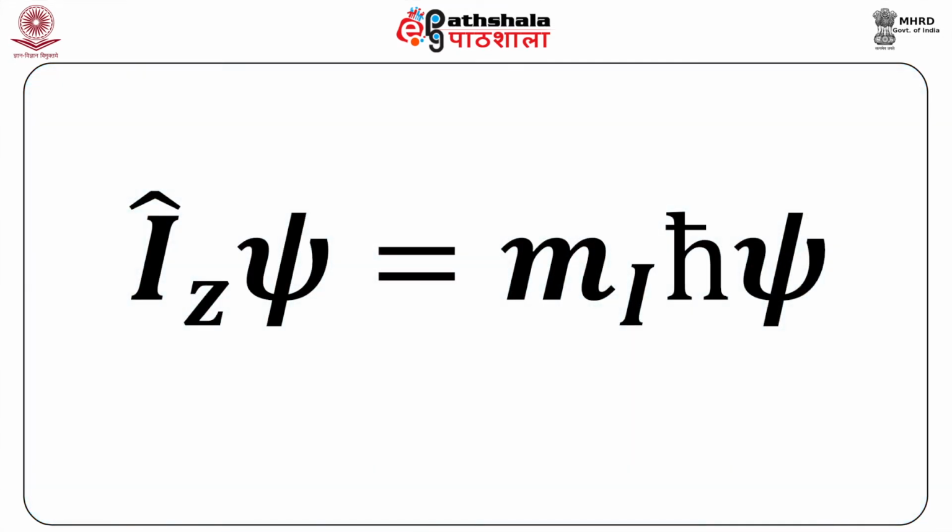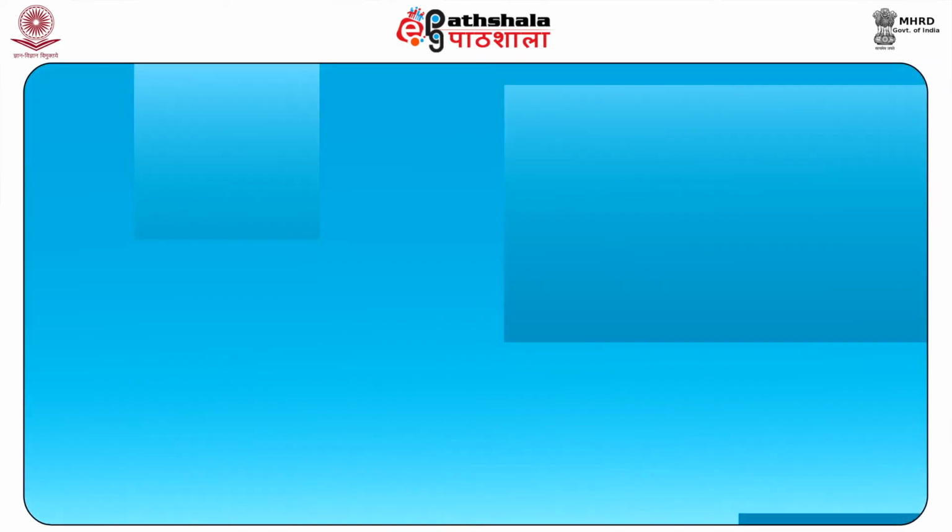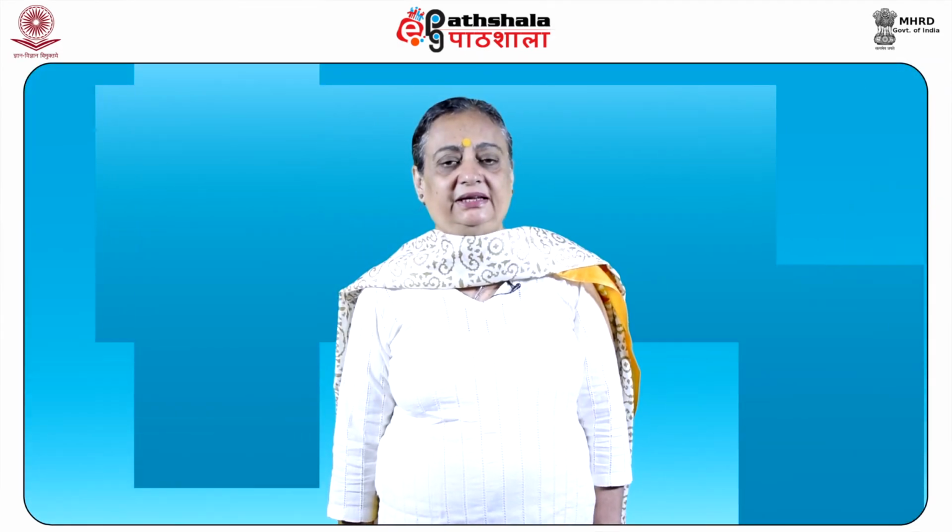This is also quantized. That means that the Iz operator, when it operates on the nuclear spin wave function, gives you a quantity m_I h cross times psi. The component m_I along a particular direction can take on values from I, I minus 1, going through 0, up to minus I plus 1 and then minus I. That means there are 2I plus 1 values when I is integral, and when it is half integral, then in the center you have values half and minus half. Thus, there are 2I plus 1 values in each case.